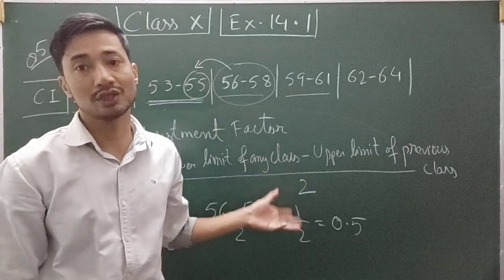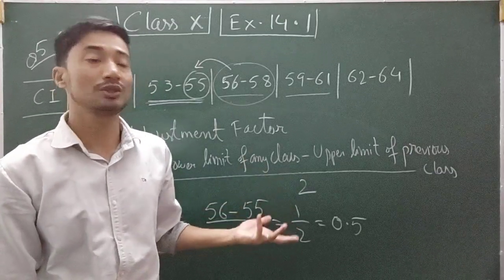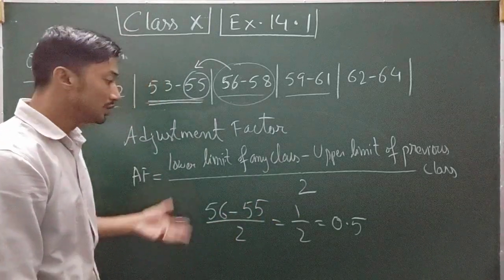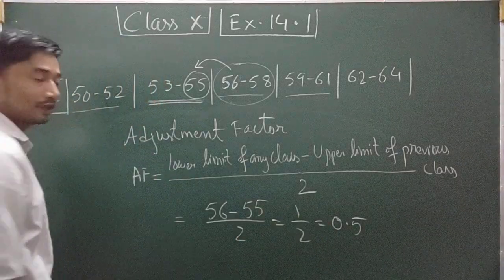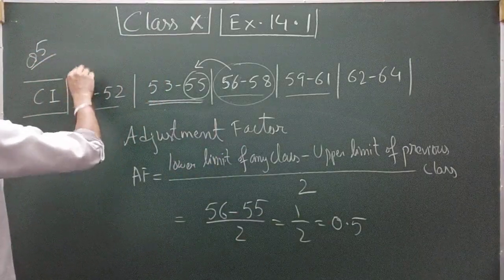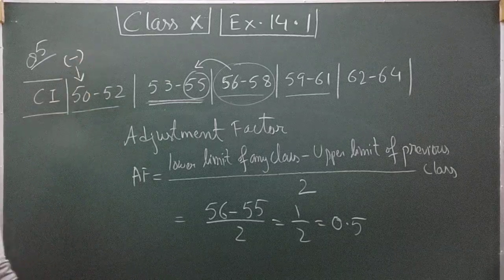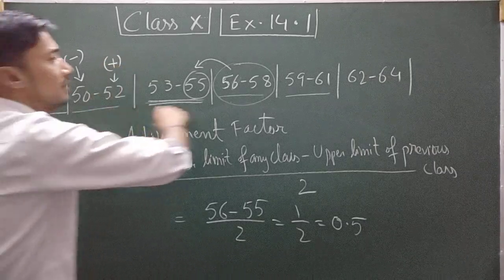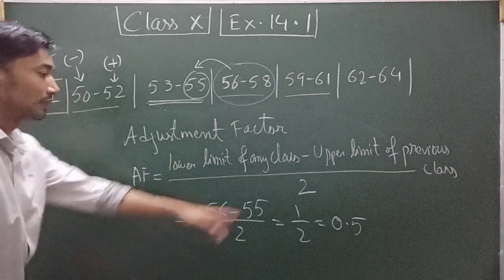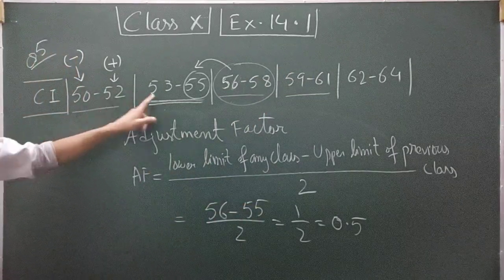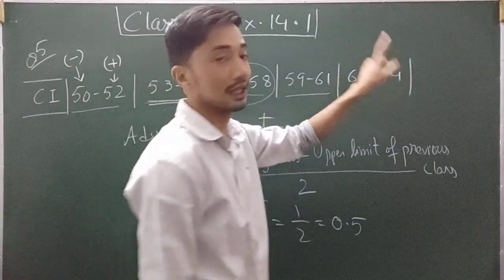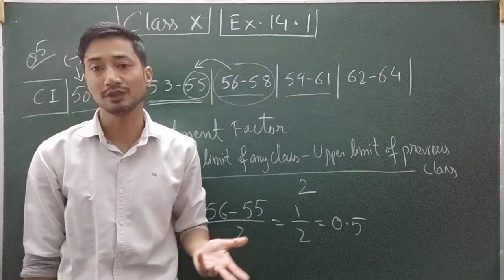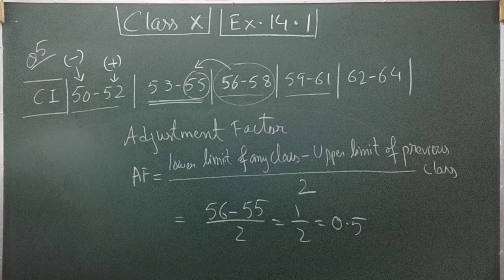After you calculate this 0.5, I'll also tell you how to do it directly, but first I have to show how it comes, otherwise you will be left wondering. Now, with this adjustment factor, you will subtract the adjustment factor at the lower limit and add the adjustment factor at the upper limit for every class interval. Got it? 0.5 you will subtract here, you will add here. Subtract, add, subtract, add, subtract, add. That is what you are going to do, and that way you will see that it turns into continuous. Alright, let's do the question then.